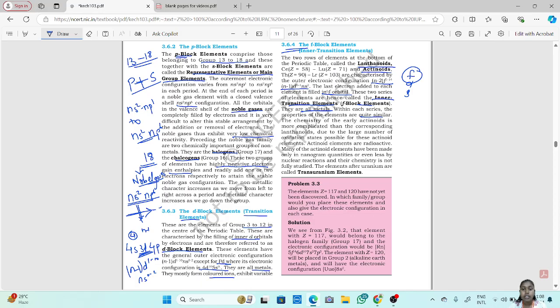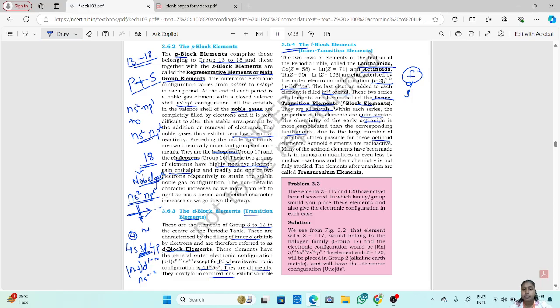Now the chemistry of the early actinoids is more complicated than the corresponding lanthanoids. So when you compare both the series, the actinoid series is more complicated than lanthanoids. Now this is because of the large number of oxidation states that is possible for actinoid elements. Now why is there a complication in actinoids compared to lanthanoids? This is basically because of their valencies. Okay, they show a huge number of valencies or oxidation states.